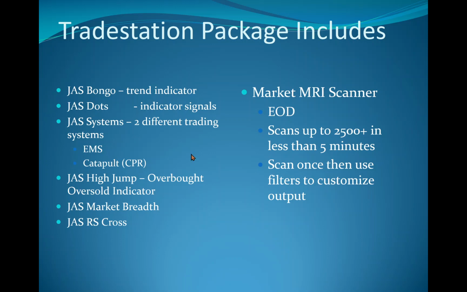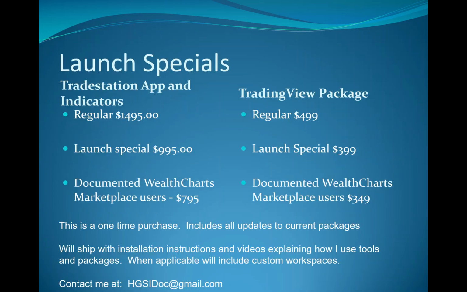So we're going to talk about the TradeStation package. It includes most of what's in the TradingView package and actually more that's in WealthCharts. The BONGO 2 time frame. The dots, 2 different trading systems, the EMAs and the Catapult, sometimes called CPR. My high jump, low jump, overbought, oversold indicator, some market breadth tools, and my relative strength cross. The Market MRI scanner is end of day, and I'm going to show you that once we go through the indicators, and that's really the heart of the program.